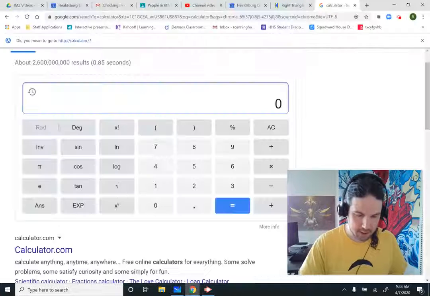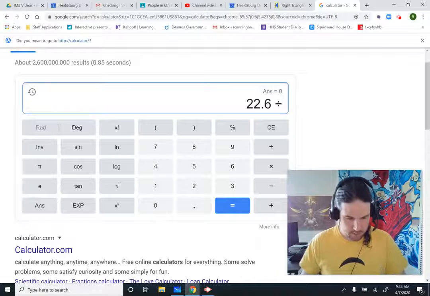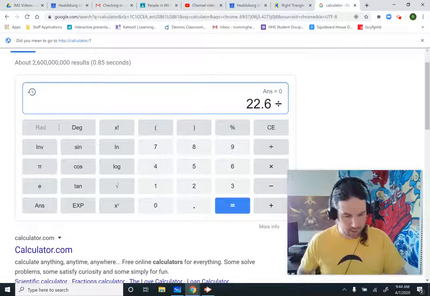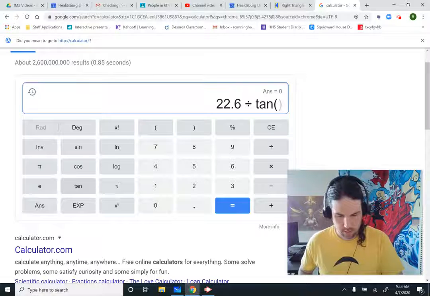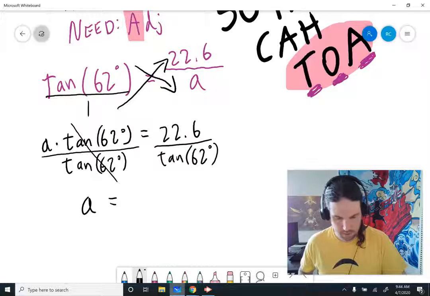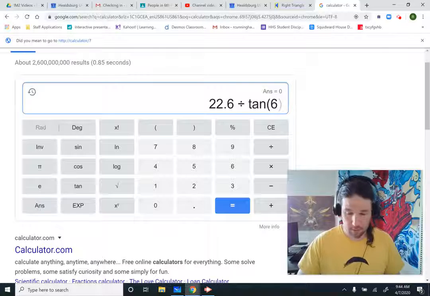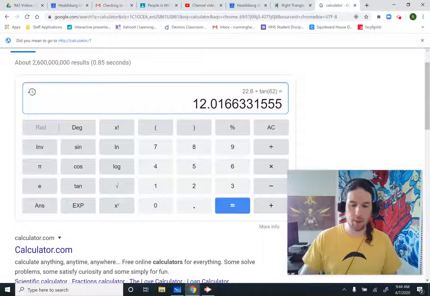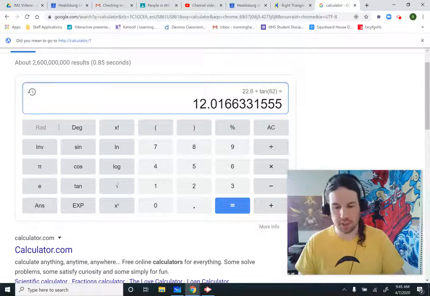22.6 divided by tangent 62. 22.6 divided by, I wonder if I could just type it in. I can, that's kind of cool. But I'm going to go ahead and hit the button. Tangent. Wait, it wasn't 62, it was 52. It was 62. This is why you write stuff down, because my memory is just awful. And then equals. We get 12.016. It didn't specify what to round to, so we'll just say 12.02.